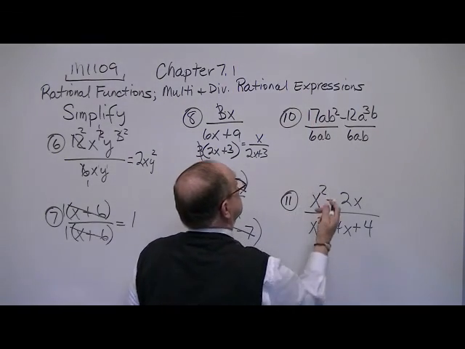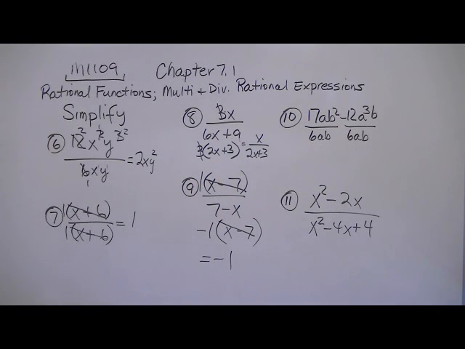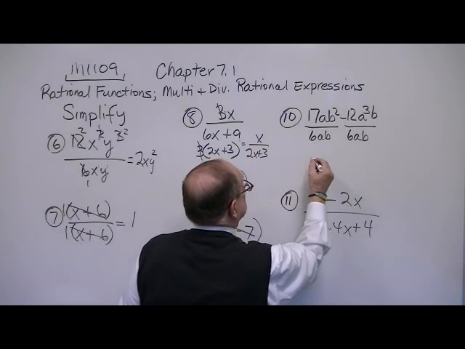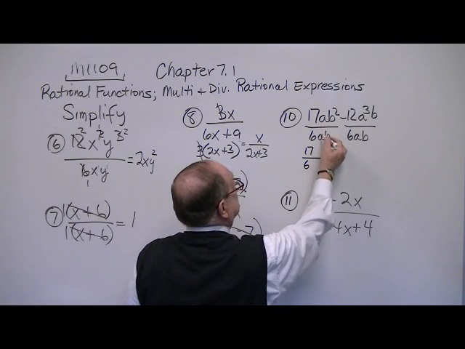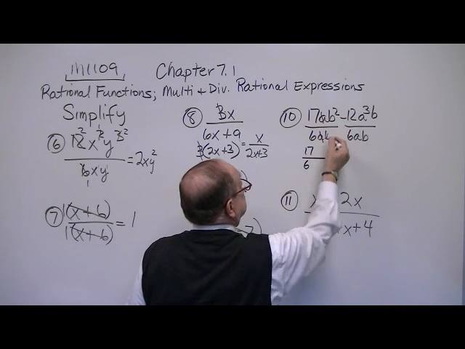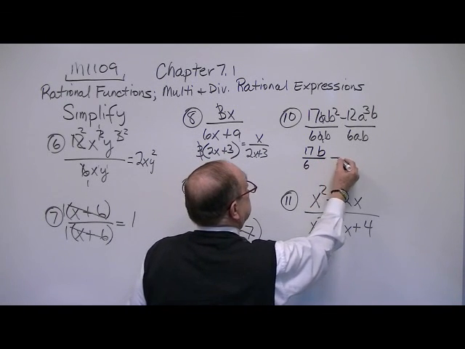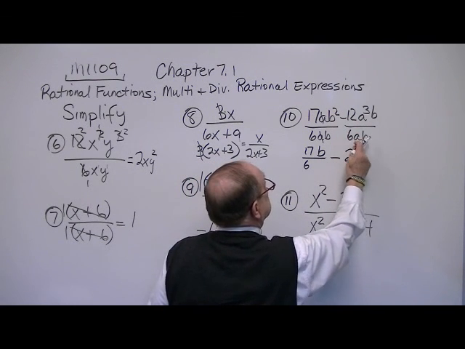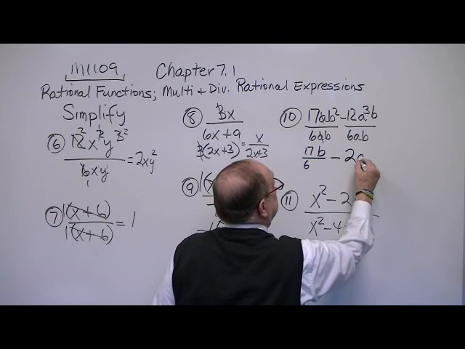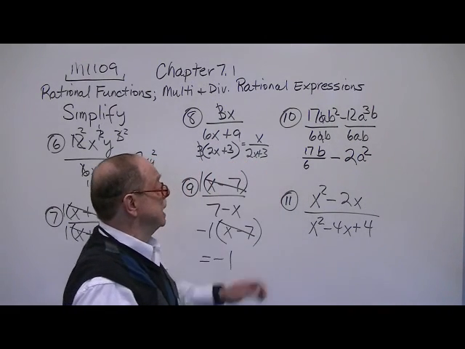So 6 doesn't go into 17. And I'm going to just check that I copied that answer correctly there. Yes, that example is correct. So we're going to get here 17 over 6. Now the a's will cancel out. One of the b's will cancel out. And that's this part. Then I'm going to get a negative. 6 goes into 12 twice. A will go into there, subtracting, we get a to the second, and the b's are just going to cancel out. So there's the answer for number 10.